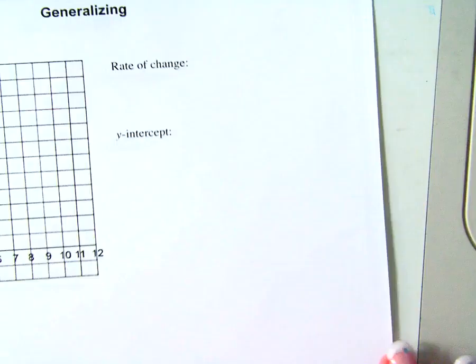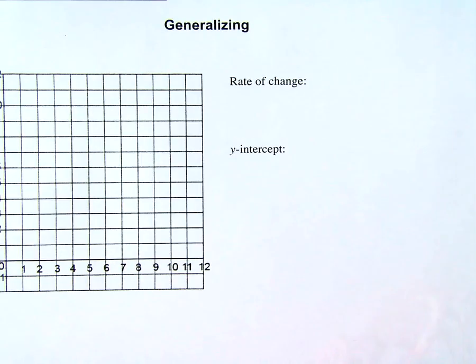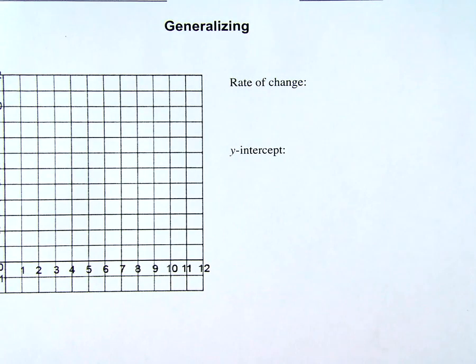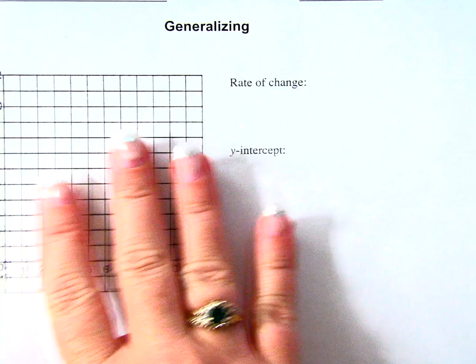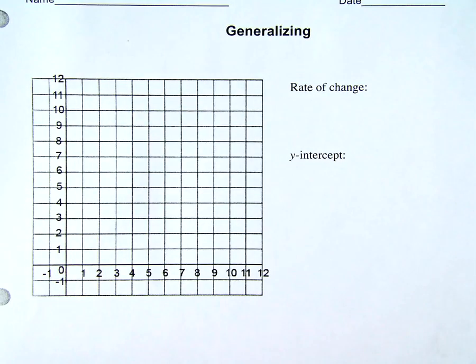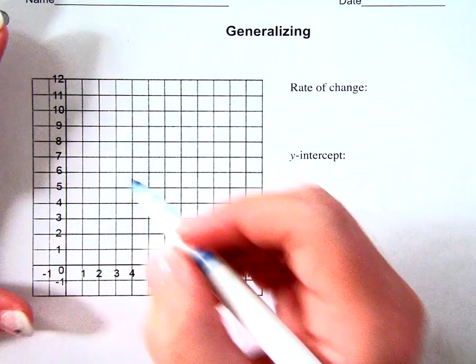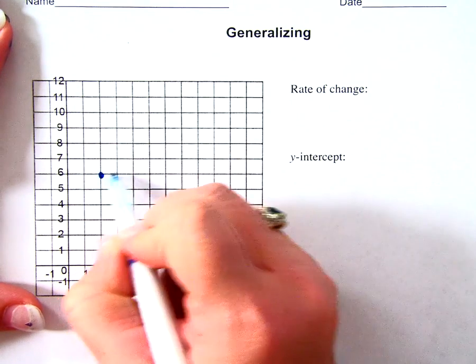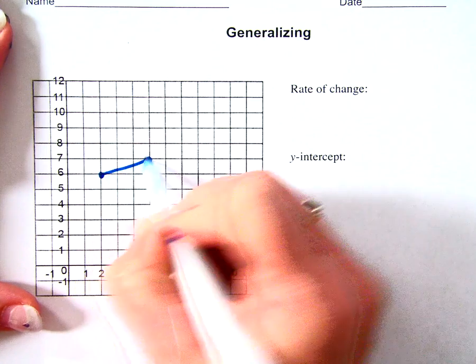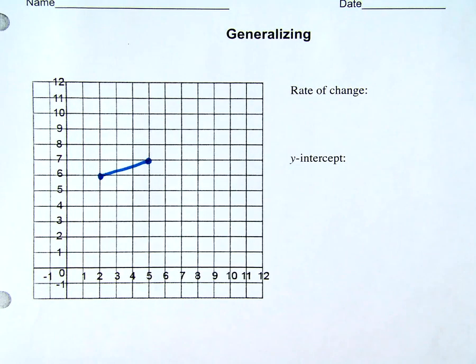Okay? So I gave you a second worksheet called Generalizing. Okay? We're going to be a little bit more specific before we get a little bit more general. So somewhere on this graph right up here, I want you to draw a line segment. Anywhere you want, draw a line segment. Draw it.